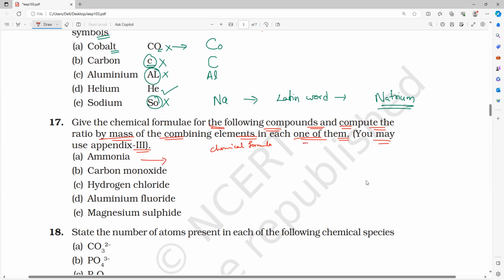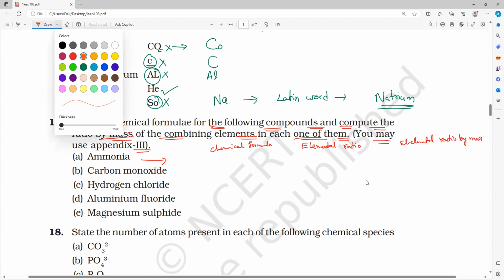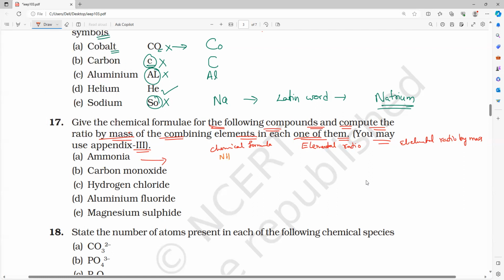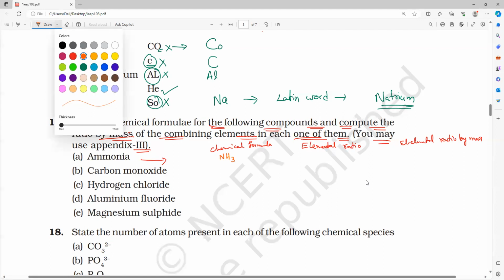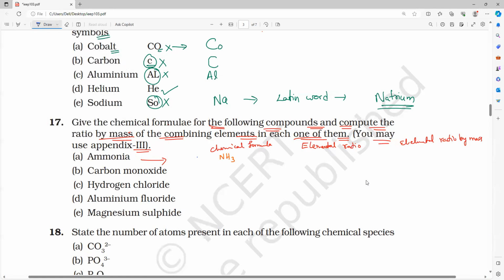If you want to know the ratio by mass, before that you need to know something. Anybody can tell? Lingesh, Mari, elemental ratio. Elemental ratio by mass. That is what you have to do. So ammonia, what is the chemical formula? Everybody, tell me. Everyone try to answer at least one question.